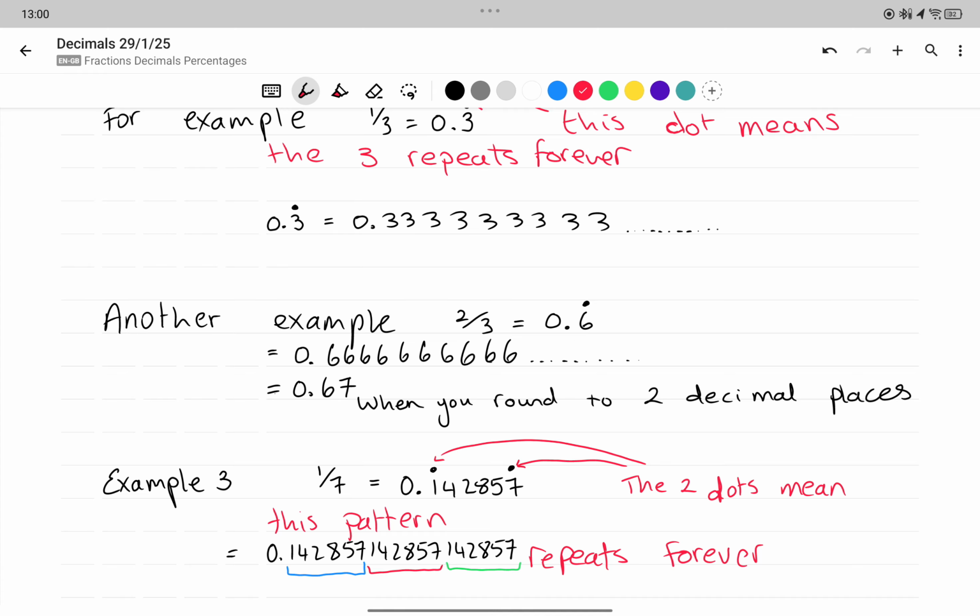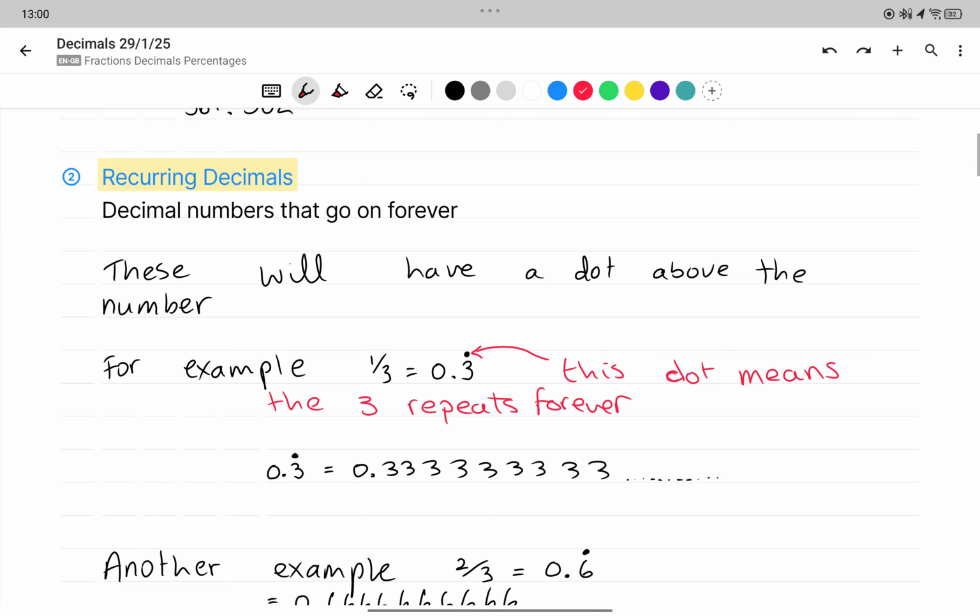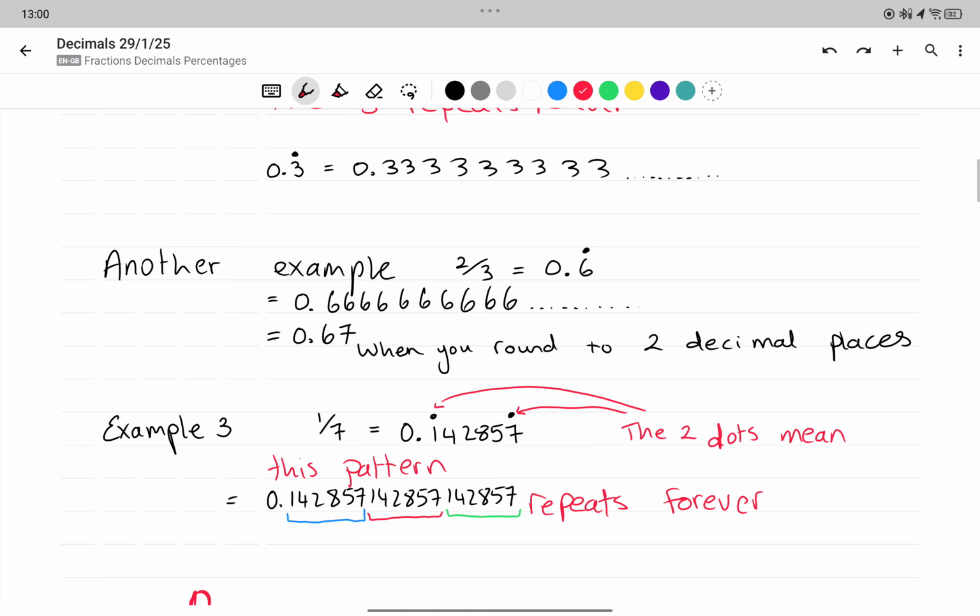Another example here for recurring decimals is 2/3. And 2/3, if you put that into the calculator, it will give you 0.6 with a dot above it. And this time, it's a 6 that's going to continue on forever. And if we actually rounded that to 2 decimal places, you'd be wanting to keep the 2. So you look at the third decimal place. Is it 5 or more? Yes. So that means this changes to a 7. And that is how you round it to 2 decimal places.